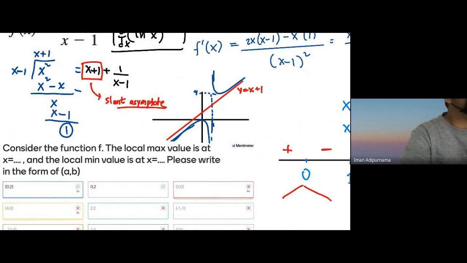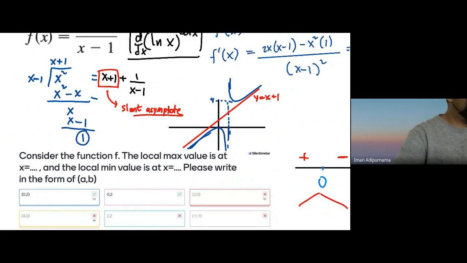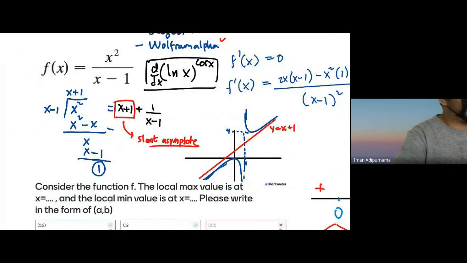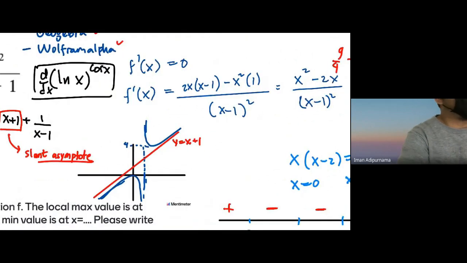If the question is not giving you any domain or interval, that means you can just assume the domain. If you look at this, the domain will be x not equal to 1, right? So x is any real number, but x should not be 1. Okay, that's the domain.